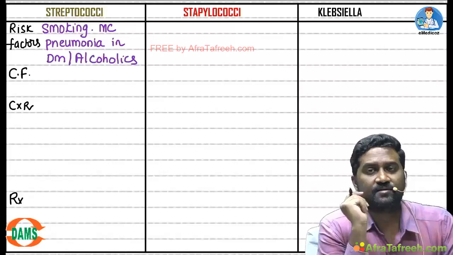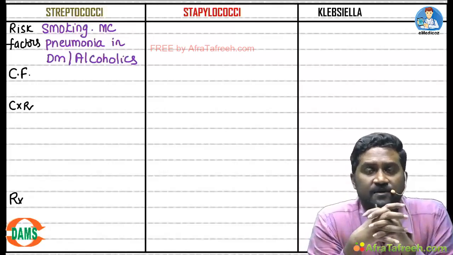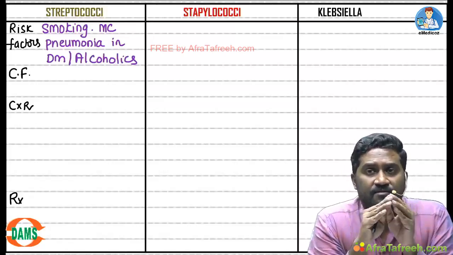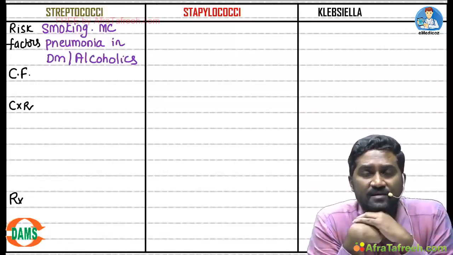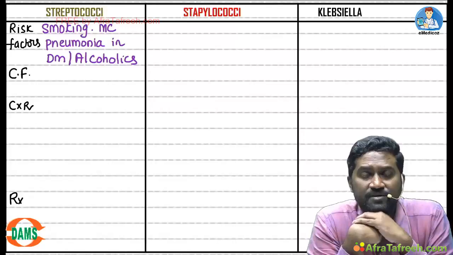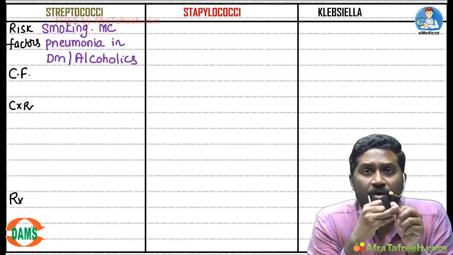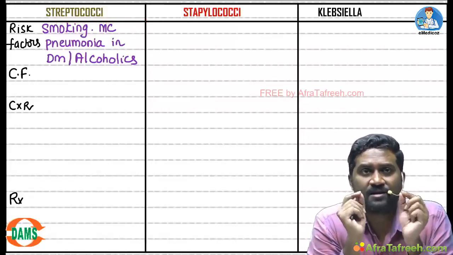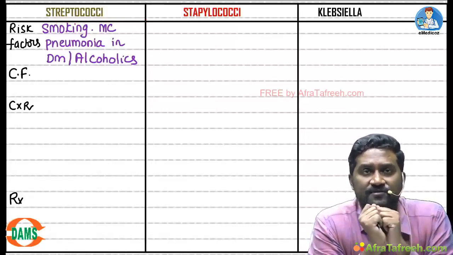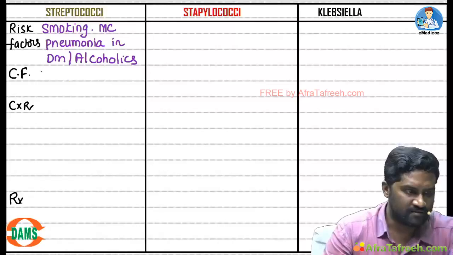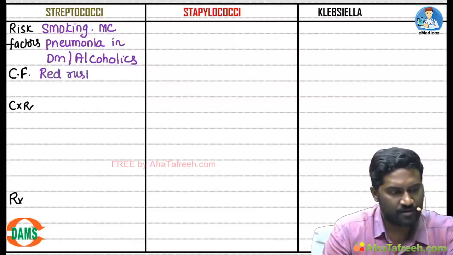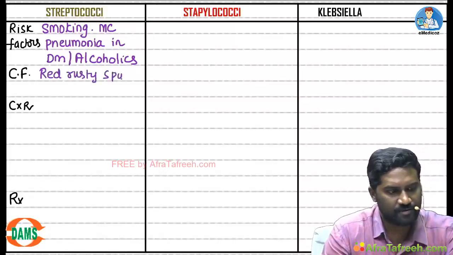Then the clinical features. I will only discuss the classical clinical features, not general. What are general clinical features of any pneumonia, students? Fever, cough, shortness of breath, chest pain. Whereas the specific, classical clinical feature of streptococcus is red rusty sputum. One can notice red rusty sputum.